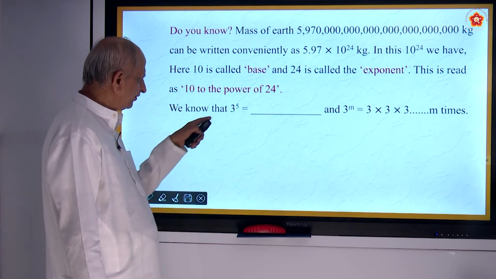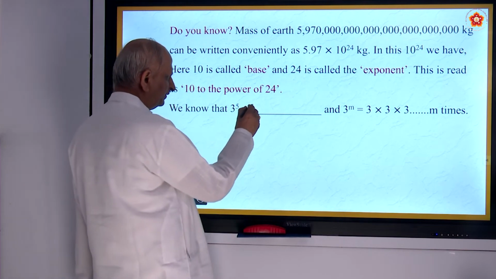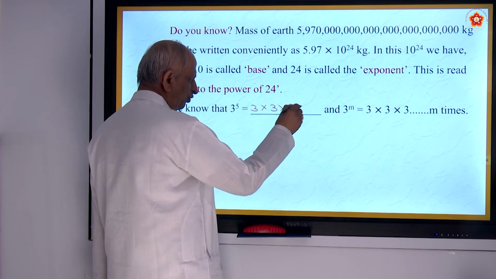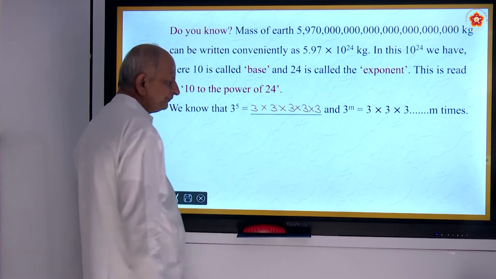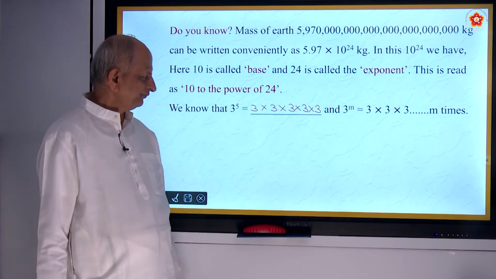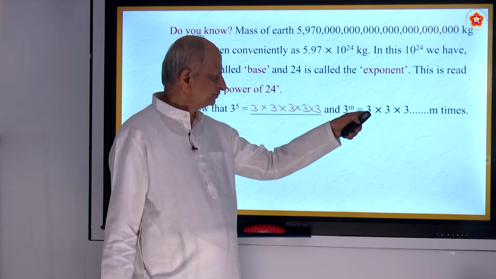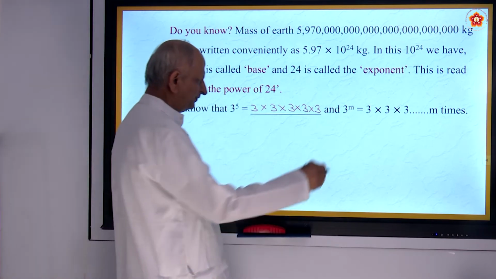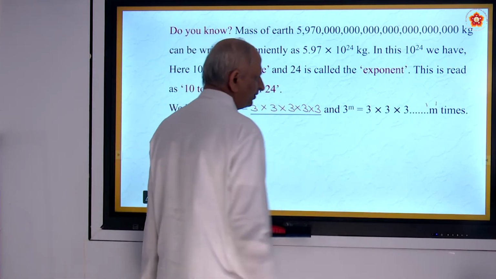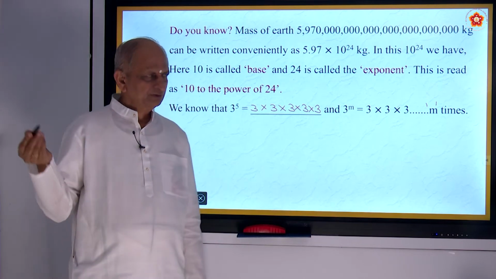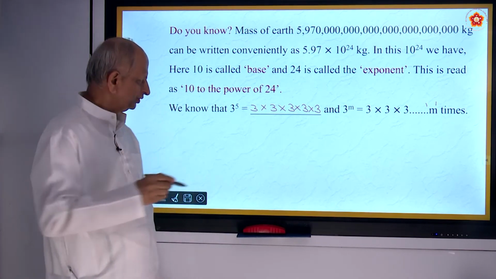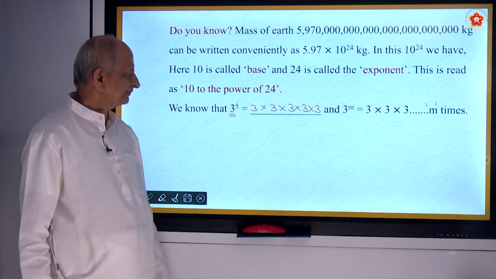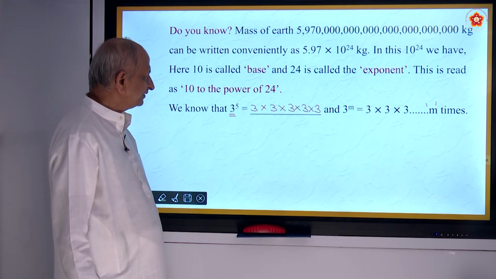Now if you have 3 to the power of 5, what does it mean? It means 3 should be written how many times? 2, 3, 4, 5. So 3 to the power of 5. And 3 to the power of m means what? 3 into 3 into 3 dot dot dot, how many times? m times. Correct? Similarly, you can have 2 to the power of 5, 4 to the power of 5, anything. So this number is called the base. This is called the index, or also called the exponent.